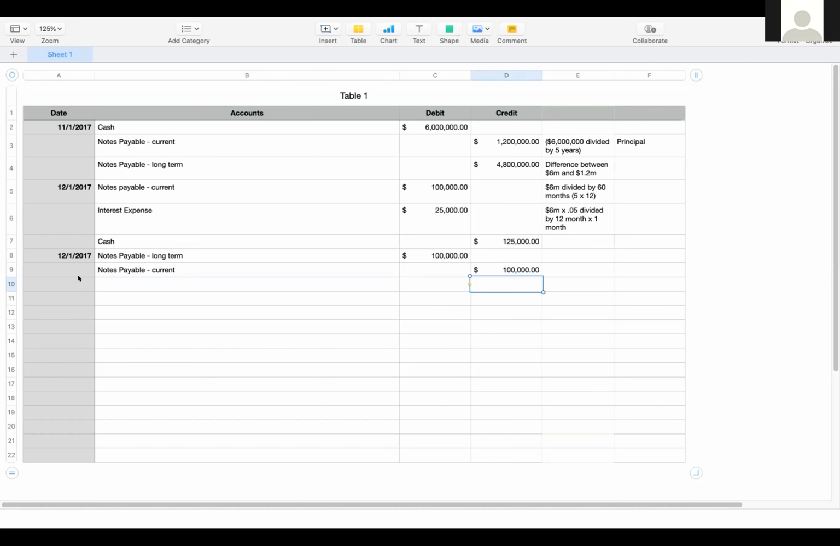Question, Mr. Bell, for the notes payable current on the first one, the 12/1. Your explanation, 6 million divided by 60 months, and then 5 times 12. What do you mean by that? So 60 months is 5 years, and there's 12 months in a year. Oh, and that's how you got the 60. Yeah, that's how we got the 60 months. Okay.